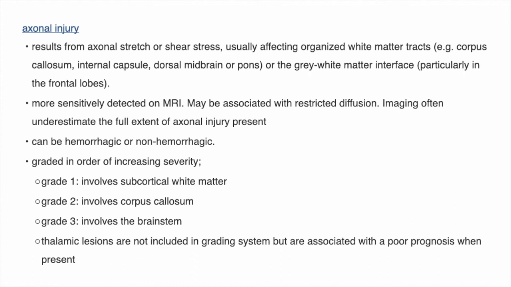Well, as we know, in the hospitals here in Ghana, we have the presence of MRI, but we can continue requesting CT scan. Also, axonal injury can be hemorrhagic or non-hemorrhagic, and it's divided into different grades. Grade 1 involves subcortical white matter, grade 2 involves the corpus callosum, and grade 3 involves the brainstem. The thalamic lesions are not included in the grading system, but are associated with a poor prognosis when present. Anyway, the radiologist should be able to give you the grade for the axonal injury in case we have a patient with this kind of pathology.